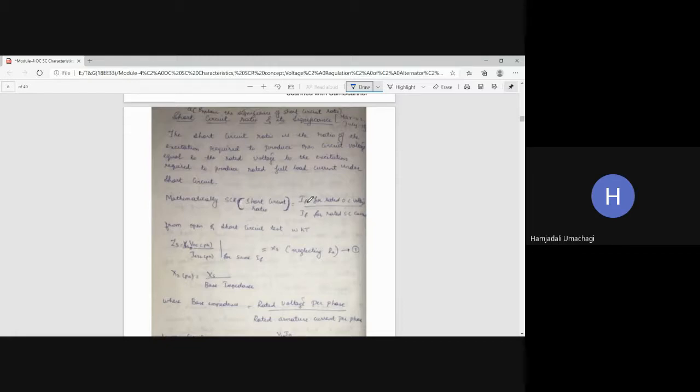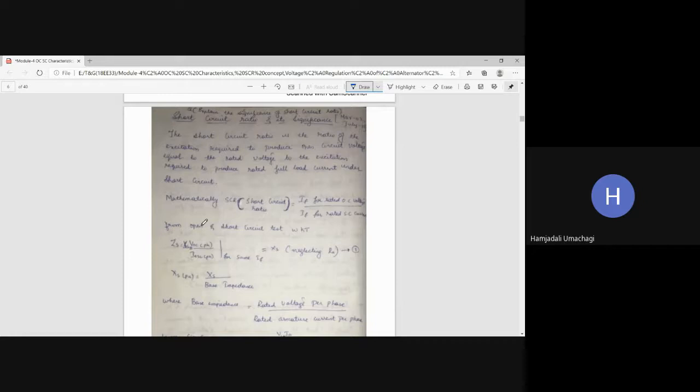So for the numerator value, go for OCC information. For the denominator value, go for SCC information. OCC information means what? For rated voltage, what is the required field current? That field current you write in the numerator part. And for the denominator part, go for SCC. In the SCC, what should I note down? For rated short circuit armature current, how much field current is required? That field current value you write in the denominator part. And now this is nothing but short circuit ratio. Is it clear?